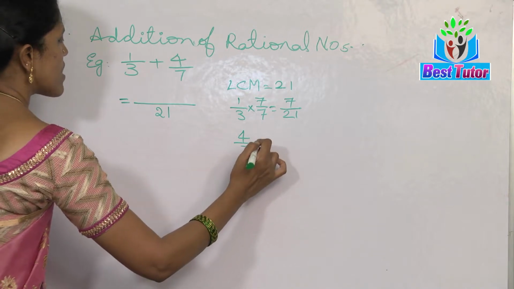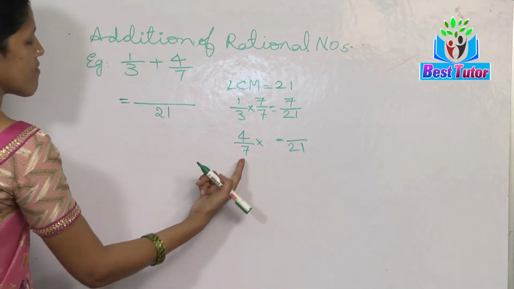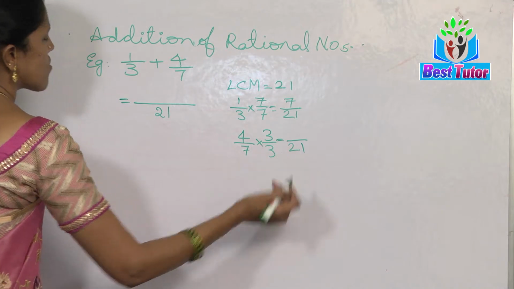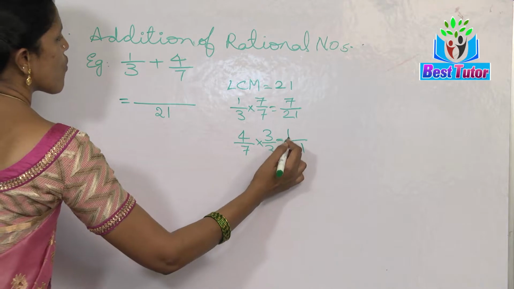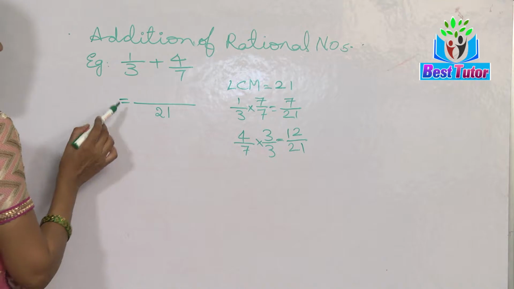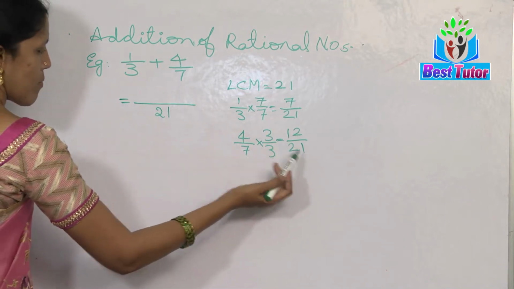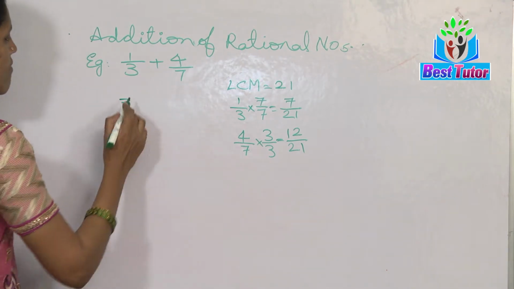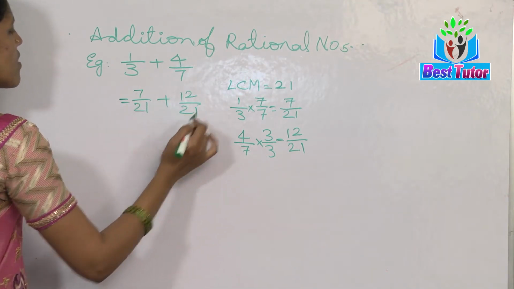Similarly, the second rational number is 4 by 7. With which number should I multiply 7 in the denominator to get 21? We need to multiply by 3 both in the numerator and denominator. So, we get 4 into 3 is 12, 7 threes are 21. So, we have changed 1 by 3 as 7 by 21, and 4 by 7 as 12 by 21. So, we have 7 by 21 plus 12 by 21.